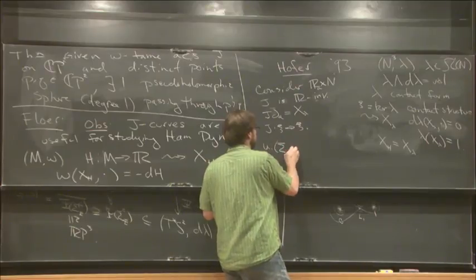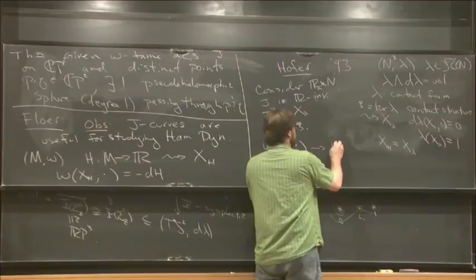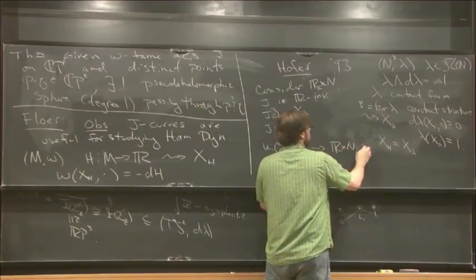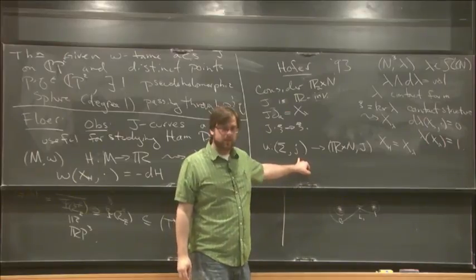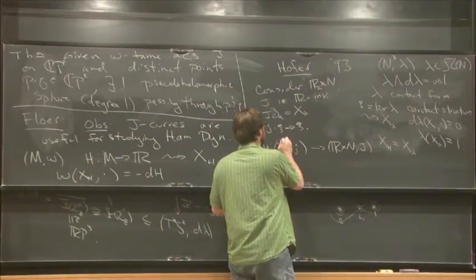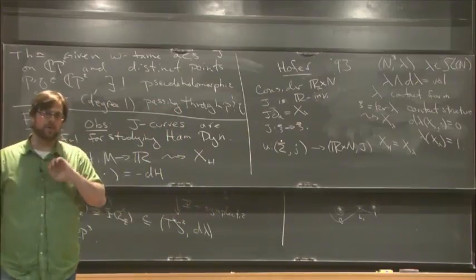pseudoholomorphic maps. Well, you'd like to consider pseudoholomorphic maps from closed Riemann surfaces into the symplectization. But that's no good. These all end up being constant maps, sort of a Stokes theorem sort of argument. So what you have to do is consider punctured Riemann surfaces. So you remove a finite number of points.